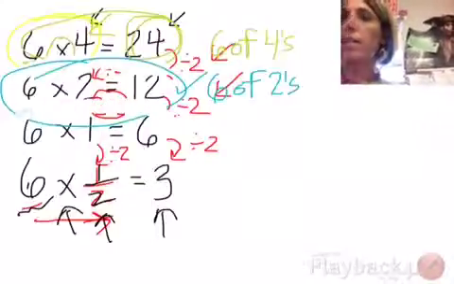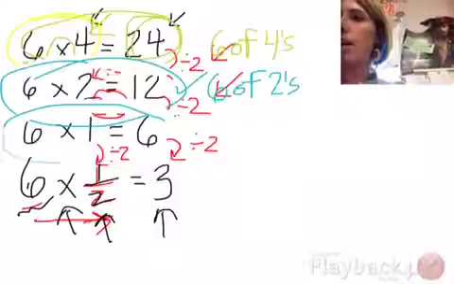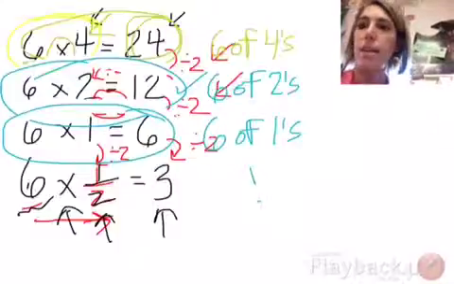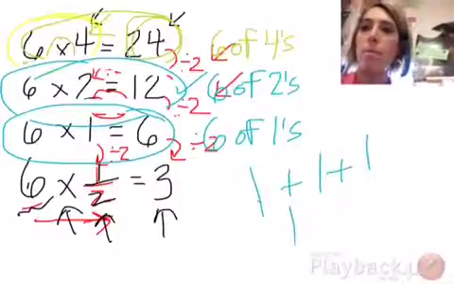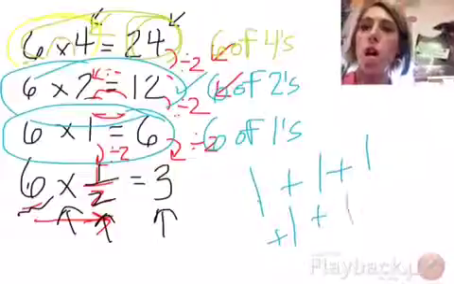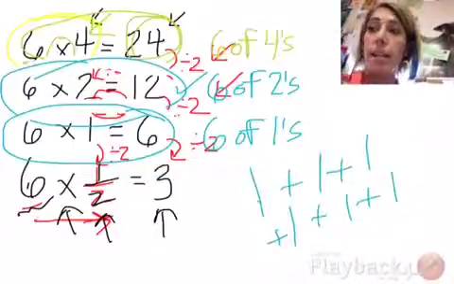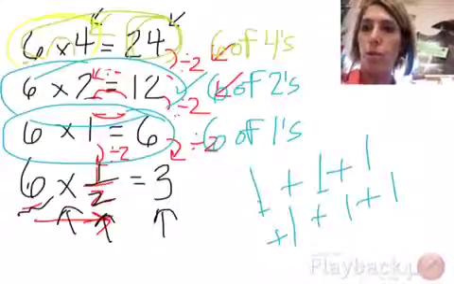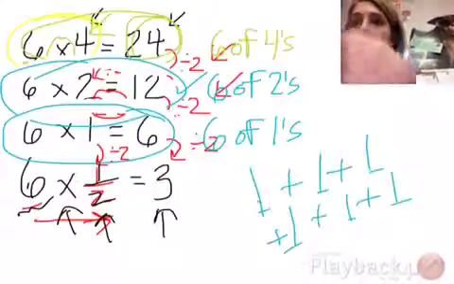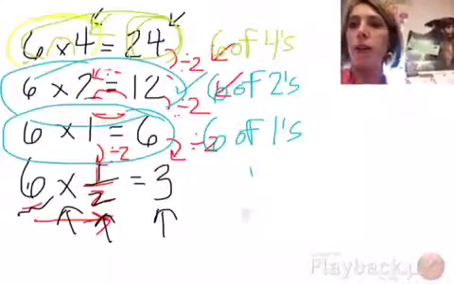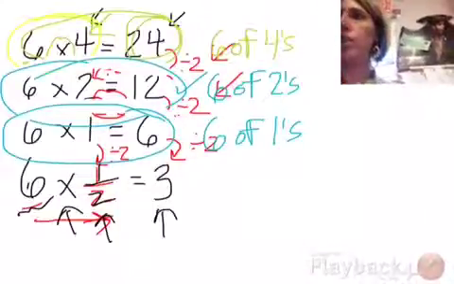So let's look at another one before we get there. 6 times 1. Another way of saying that. Do you have it? 6 of the 1s. So 1 plus 1 plus 1 plus 1 plus 1 plus 1. Multiplication. Repeated addition. 1, 2, 3, 4, 5, 6. Okay, it works. Okay, we proved all those. Now we finally got to the juice of the problem.